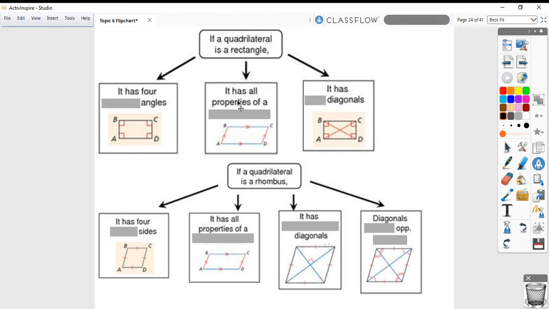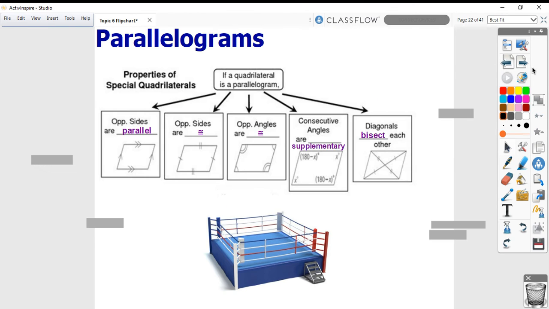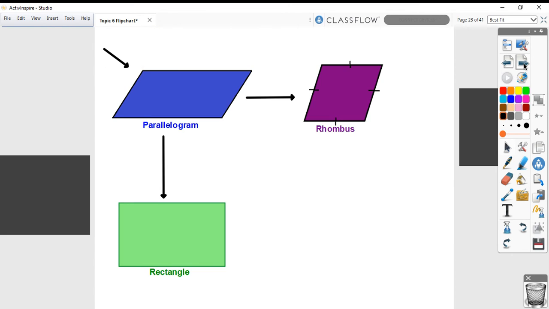So let's look at what that means. First off, both a rectangle and a rhombus have all the same properties as any other parallelogram. All right. Rectangle and rhombus are subcategories. So that means it still fits. It still is a parallelogram, but it's just got extra stuff also attached to it. So everything from this page right here also applies to a rectangle or a rhombus.